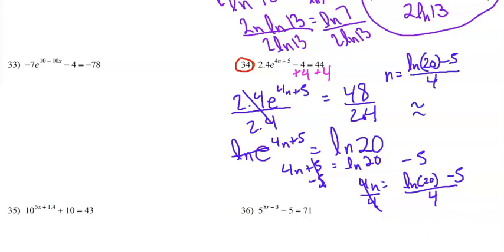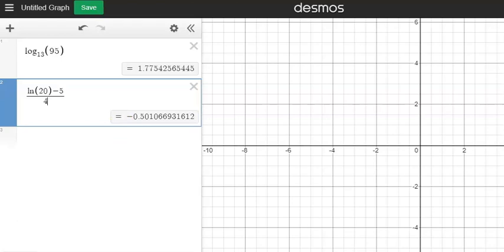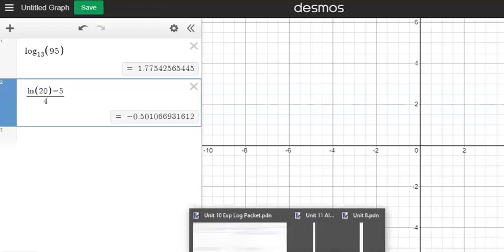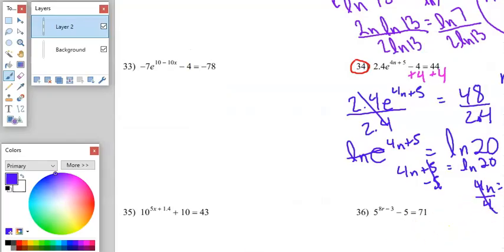And then if we approximate that in the calculator, we'll go to Desmos, ln of 20 minus 5 over 4, and that's negative 0.5011. And that would be your approximate answer.